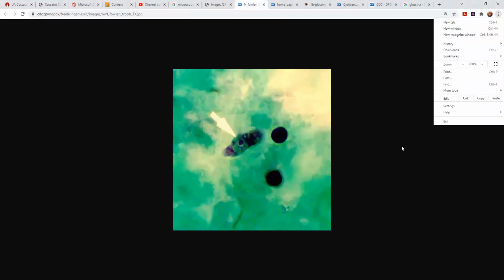The next one that we're looking at is Naegleria fowleri, which causes a disease called PAM, or primary amoebic meningoencephalitis. It's almost always fatal. Fortunately, it's pretty rare. This particular pathogen is a protozoan, an amoeba, and it typically lives in fresh water. And what happens is if you inhale water, then these parasites can make their way to the brain.